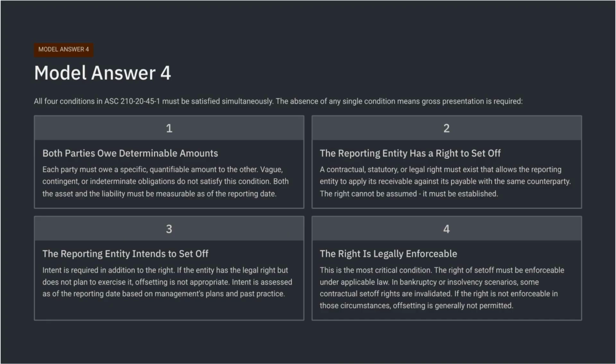First, both parties must owe determinable amounts to each other. The asset and liability must be measurable. Second, the reporting entity must have a right to set off, usually from contract, law, or another enforceable arrangement. Third, the entity must intend to set off. Having the right without the intention is not enough. Fourth, the right must be legally enforceable in the relevant jurisdiction. This last condition is often critical, especially in bankruptcy or insolvency situations. If any one condition fails, gross presentation is required.